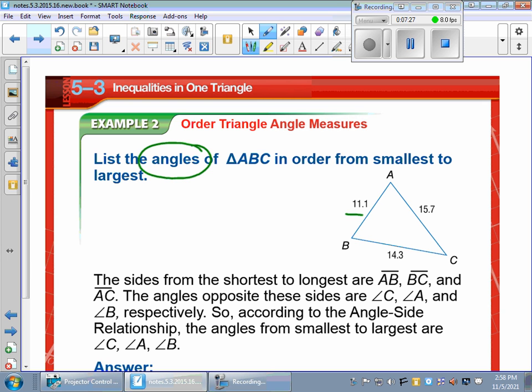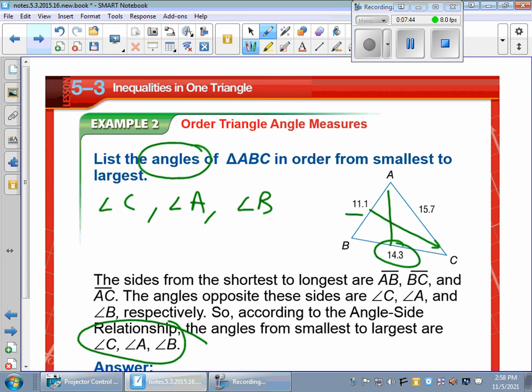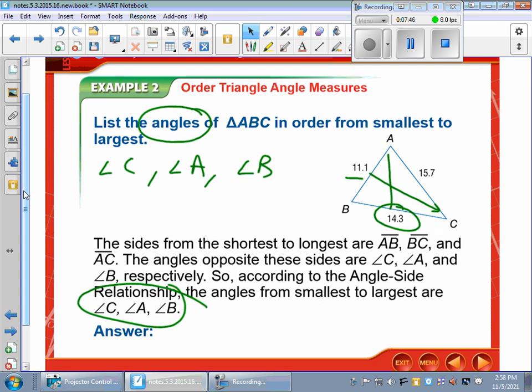The smallest side is 11.1. You go across, you get angle C. So angle C is the smallest. Next smallest is the 14.3, angle A. And then obviously the last one is angle B. So the answer is right here. That gives you an idea of what we're looking for.